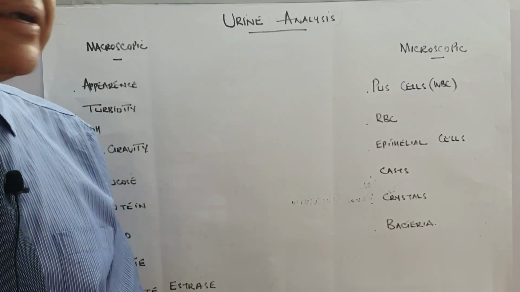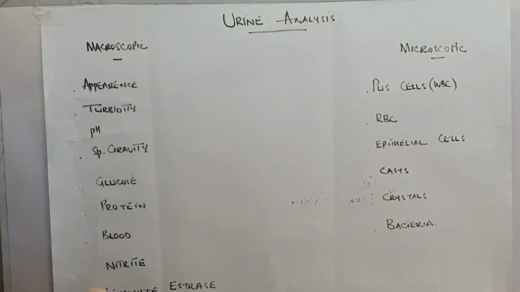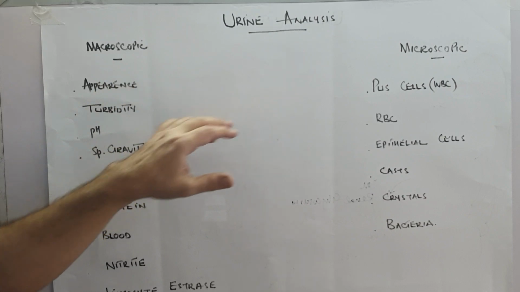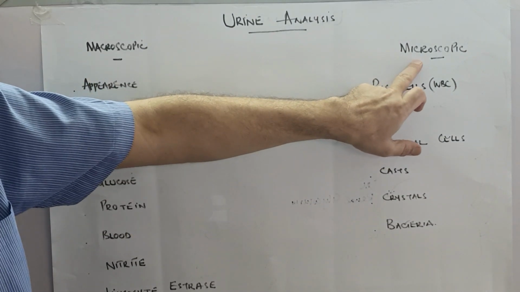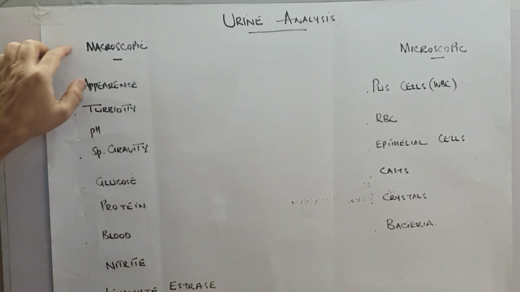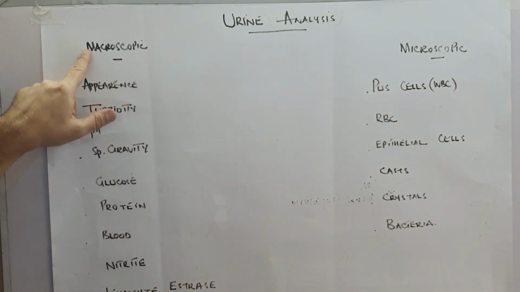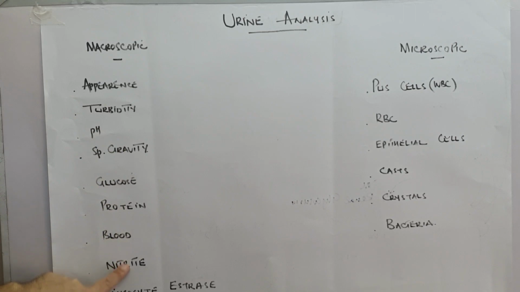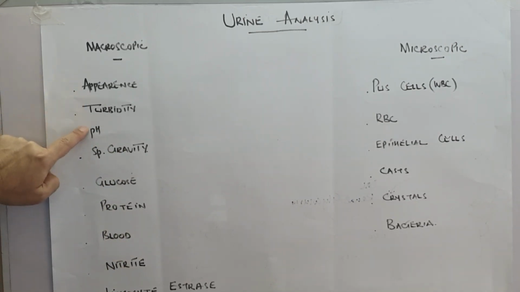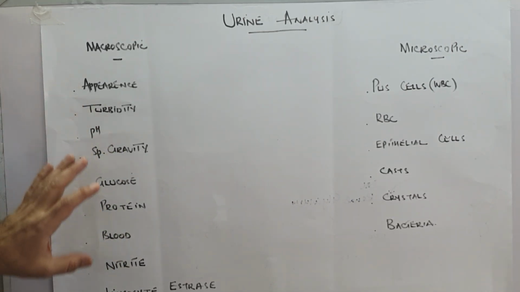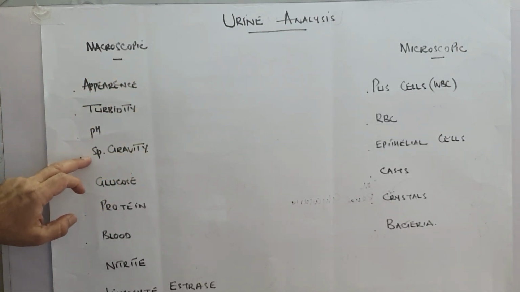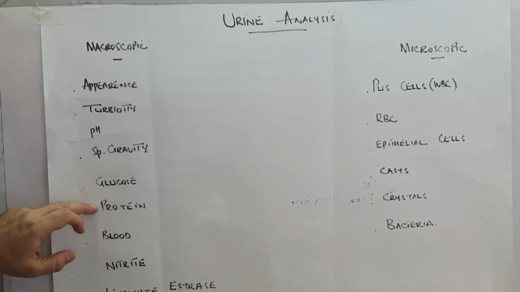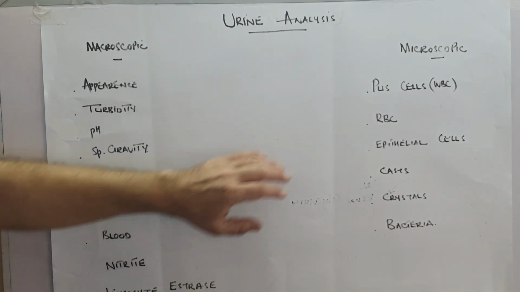So, the standard urine report will consist of two portions. One is the macroscopic examination, and the other one is the microscopic examination. The macroscopic examination has different variables in it: appearance, turbidity, pH, specific gravity. All of them are important. These are the ones which are usually ignored, but nevertheless they are important. Glucose, protein, blood, nitrite, looking for infections.